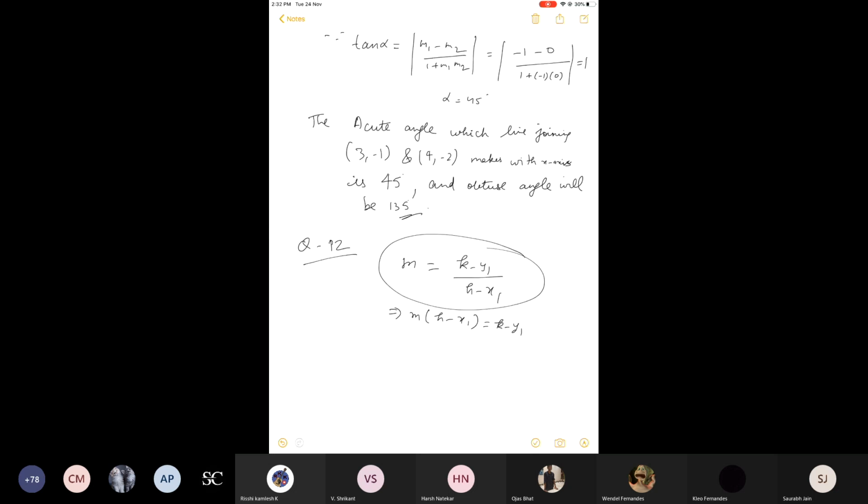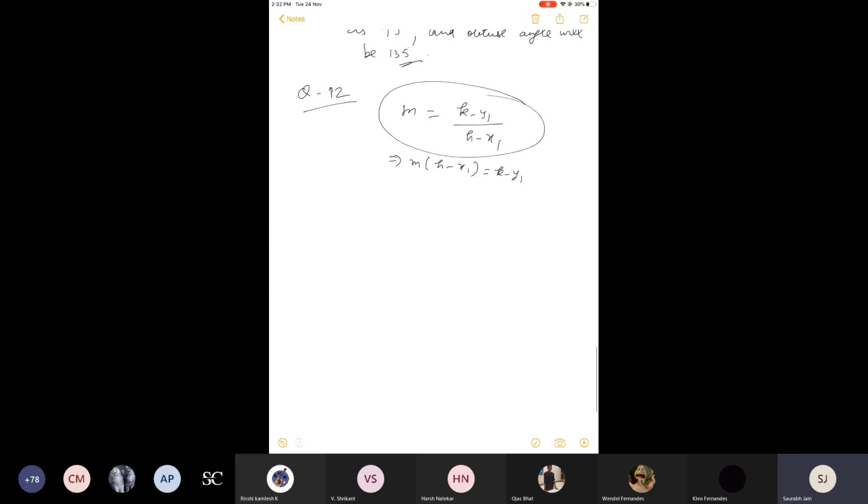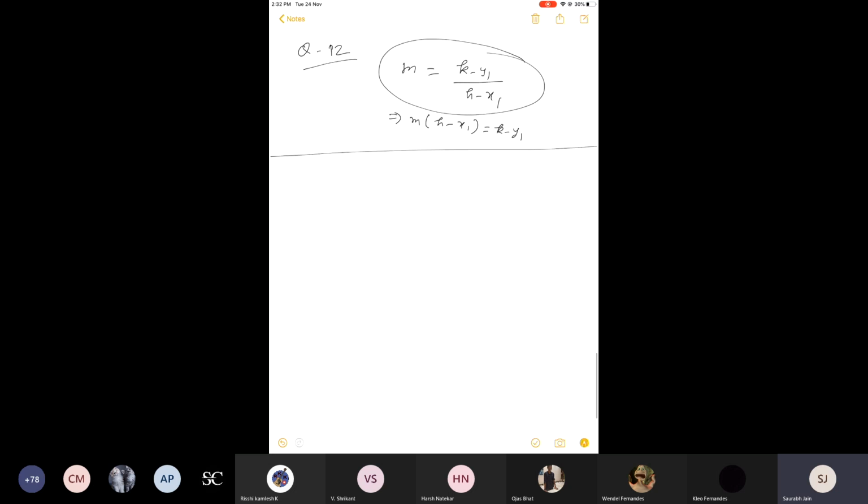All right. Now then, let's move to the next topic. The next topic is about various types of equations of straight lines. Various types of equations of straight lines.